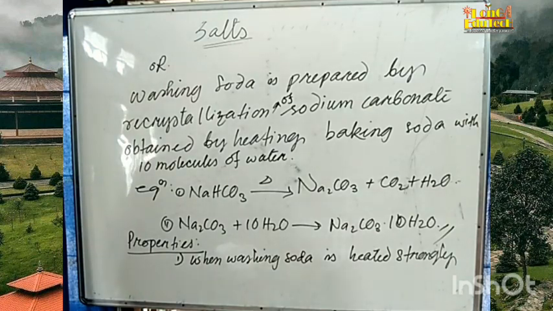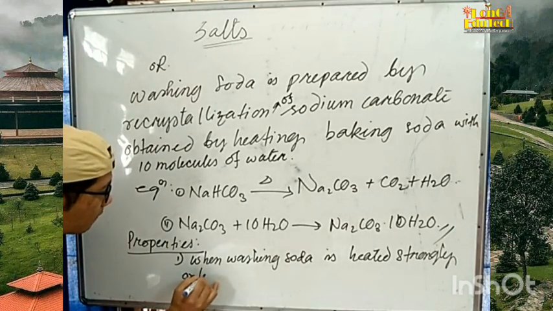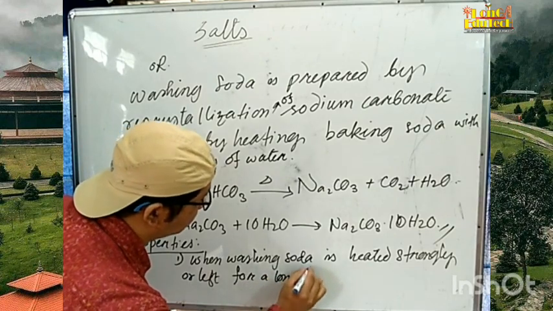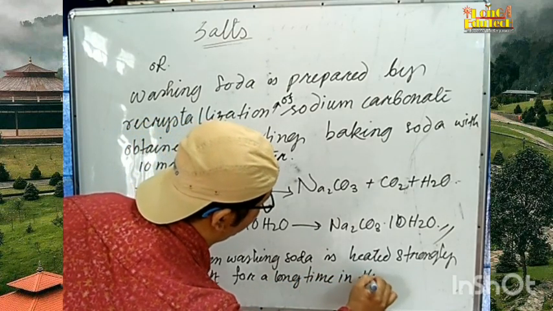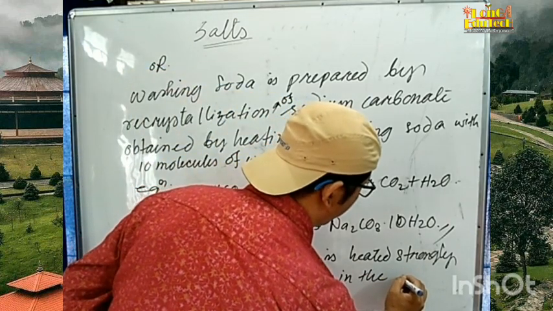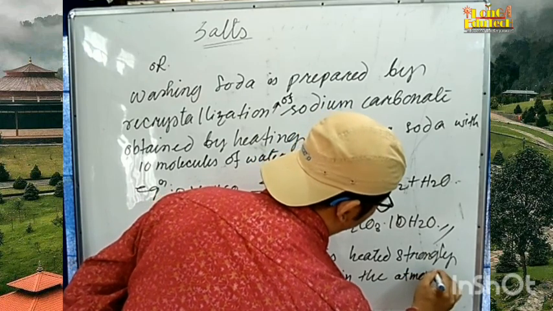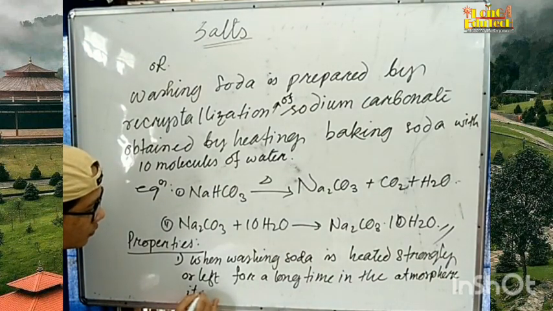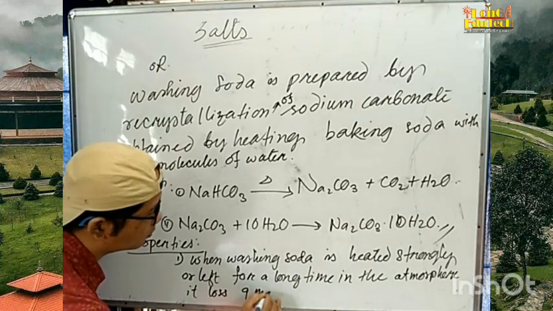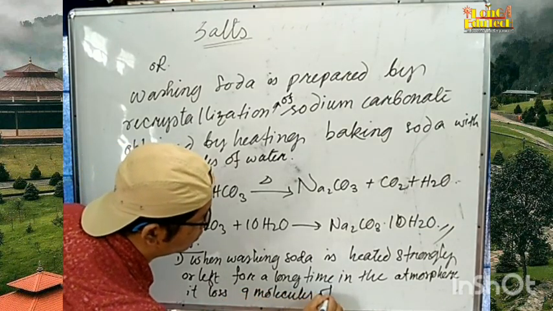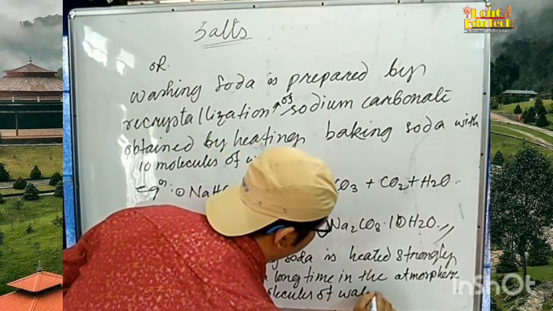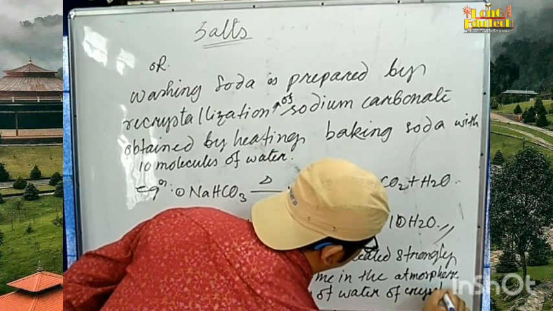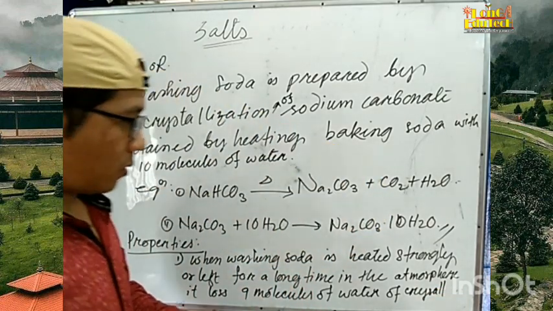When washing soda is heated strongly or left for a long time in the environment or atmosphere, what happens? It loses nine molecules of water of crystallization.